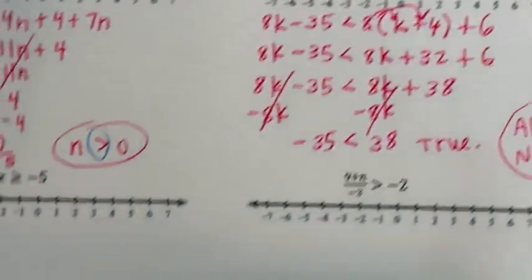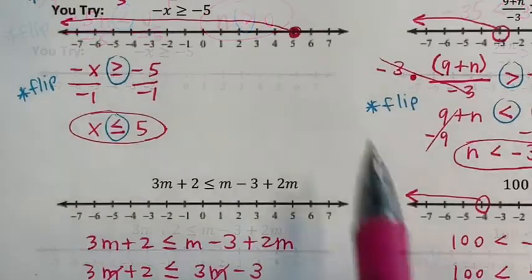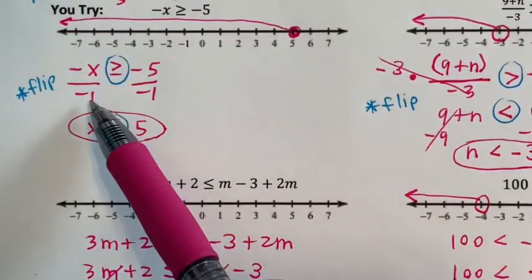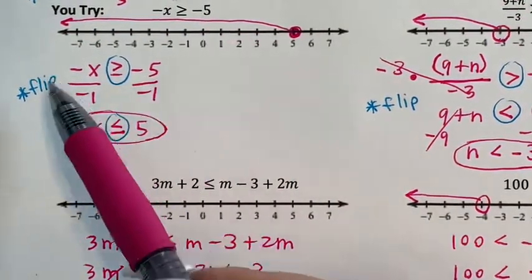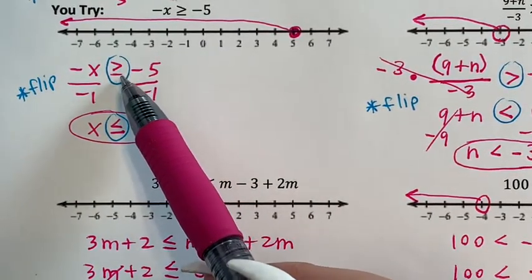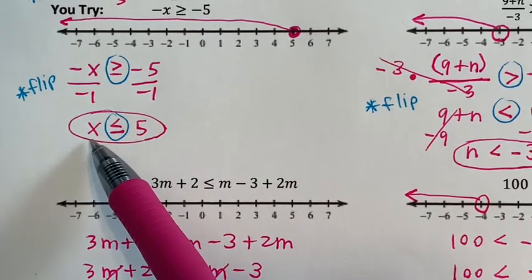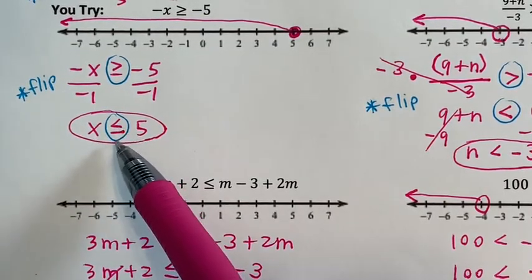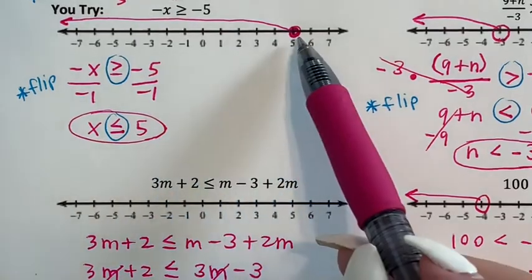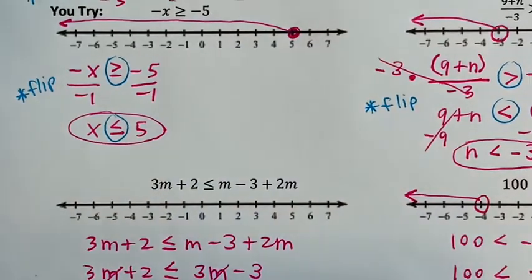All right, please pause the video and give these 4 U-tries your best effort. We did on the first U-try, we ended up dividing by a -1. So I made a note, we had to flip our inequality sign. So it flipped from greater than or equal to less than or equal to. So our answer, the inequality statement should be x is less than or equal to 5. We should have a closed circle on 5 with an arrow shaded to the left.